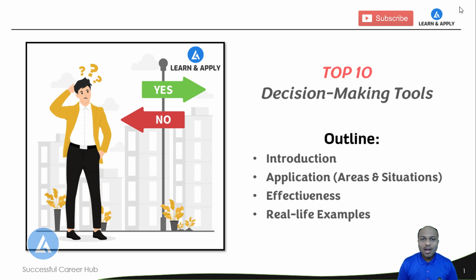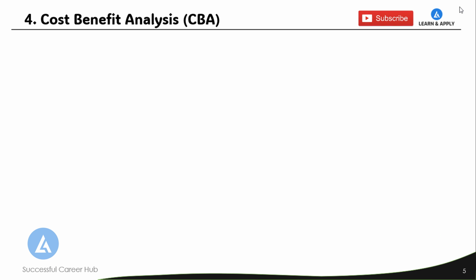Hello friends, welcome back. As a part of learning of decision making tools, we had seen three important tools with the help of practical examples and with a structured outline in the last video. In this video, we are going to continue the journey with two more tools. So let's begin. The fourth important decision making tool is cost benefit analysis.